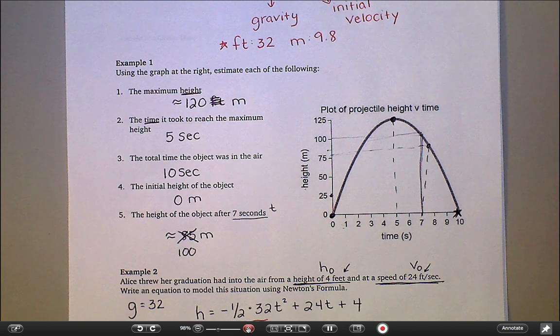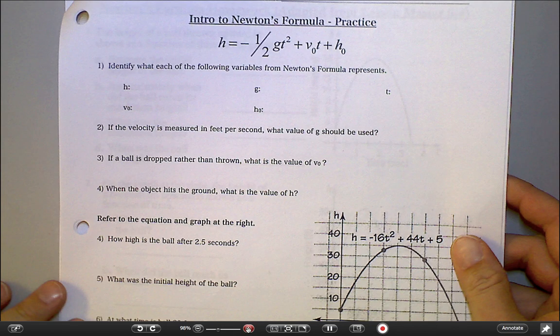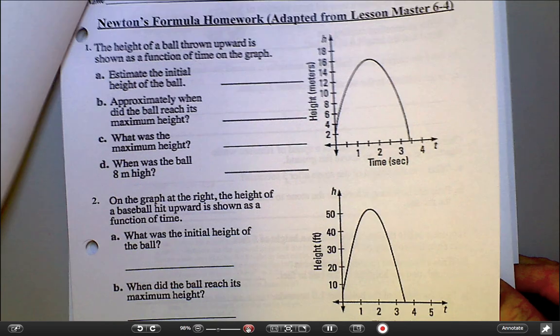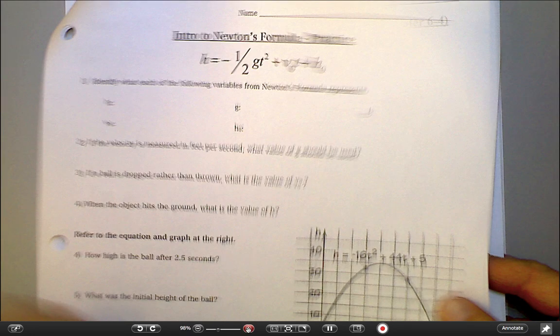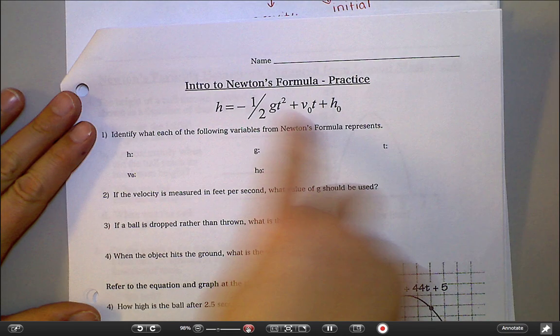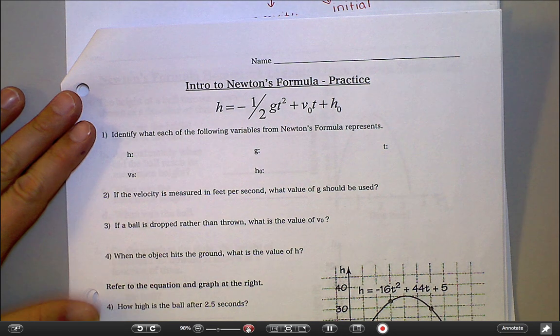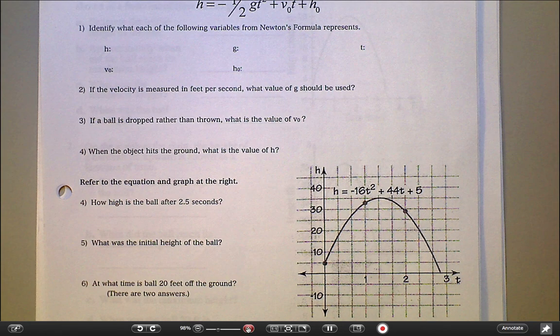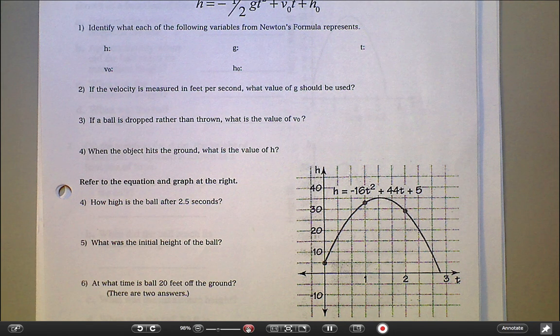So just real quick, in your homework packet, you actually have 2 pages of homework on Newton's formula. This is after your quiz review. You have this page that says Intro to Newton's Formula, and then you have another page that says Newton's Formula Homework. Based on what we did in this video, you would be ready to do this first page. So now that you've done this video, if you want to go back and do just this first page, that would be perfectly fine. And then you can watch the second video and do the second page, okay?